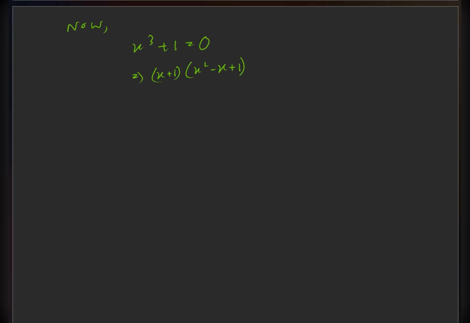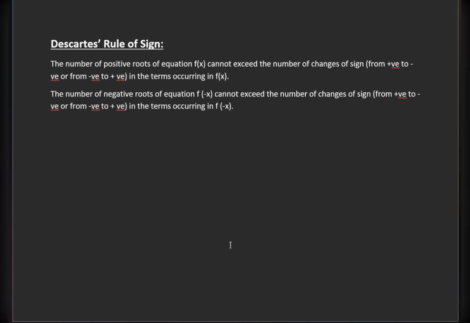So we can write (x + 1)(x² − x + 1) = 0. If we solve it, we will get x = −1, and the other values will be (1 ± i√3)/2. Now let us discuss the role of sign. For positive roots we have to follow this, and for negative roots we have to follow this.